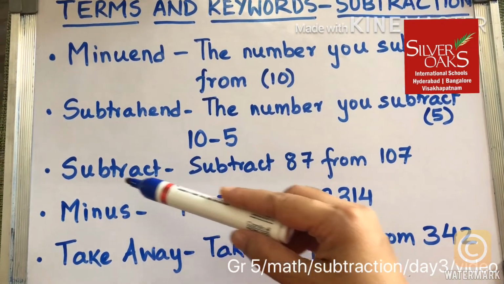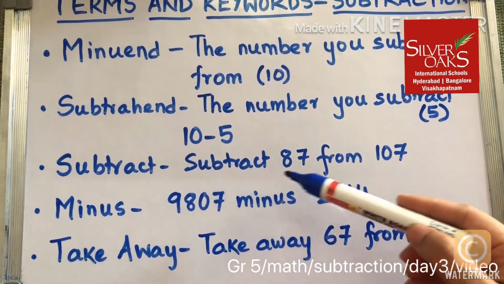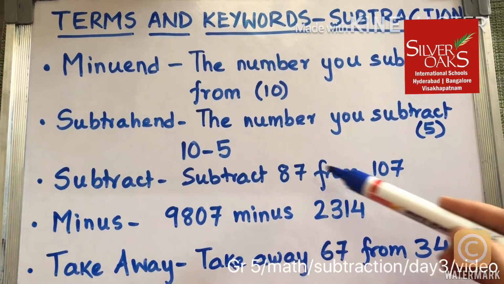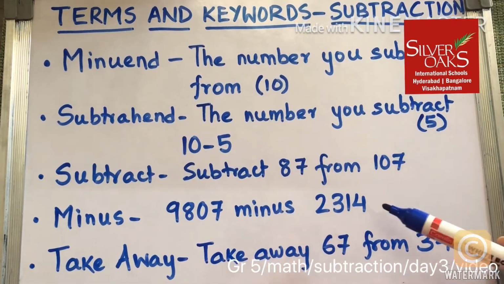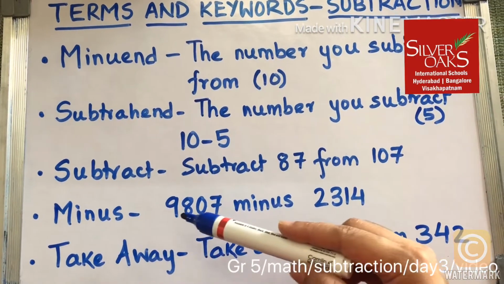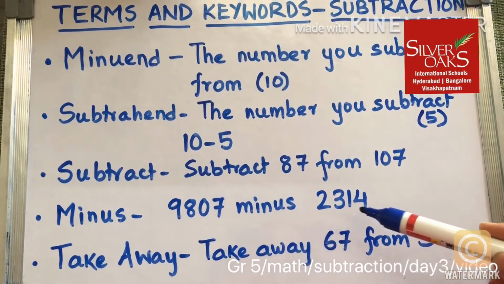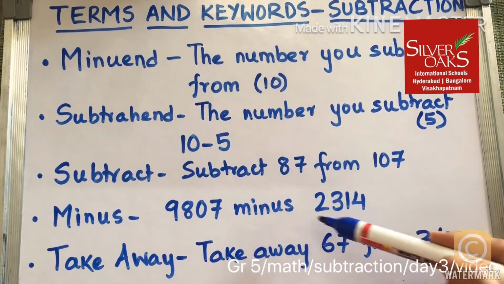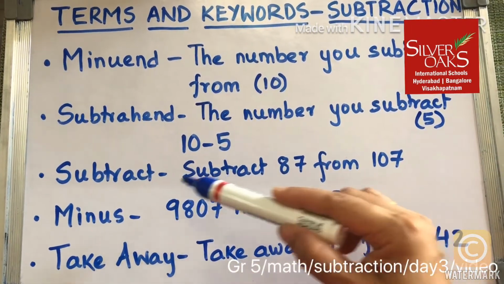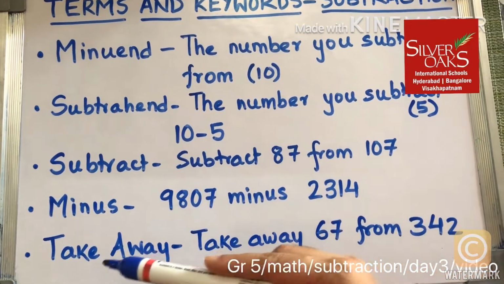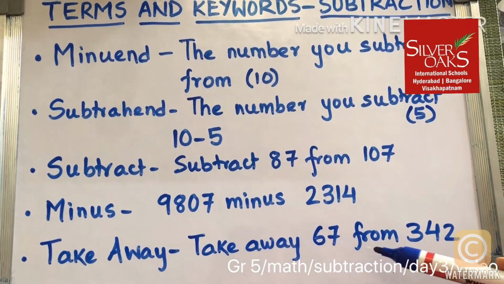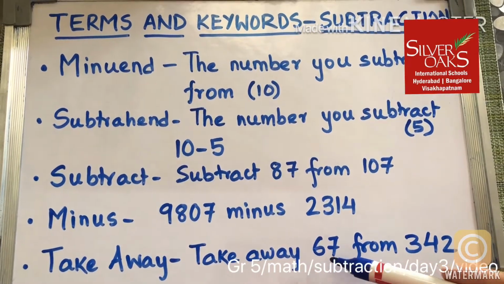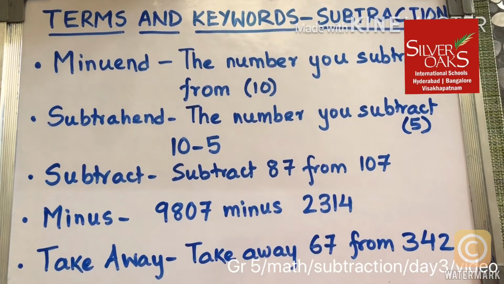The next term is subtract. Subtract 87 from 107. It means we're doing the subtraction of 87 from the bigger number. Minus: 9807 minus 2314. This is the subtraction of the small number from the bigger number. Take away 67 from 342. So it is a subtraction of 67 from 342.